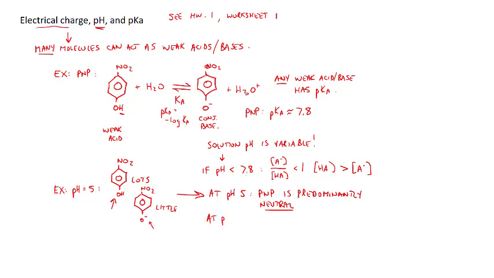But at any pH above 7.8, right? So let's say that we change our pH from pH 5 to pH 10. Now we're going to have very little of our protonated version and lots of our deprotonated version. So at a pH above 7.8, PNP is predominantly negative.